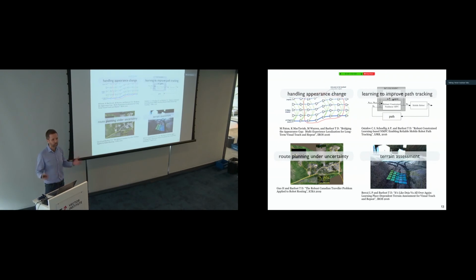So you can imagine over 10 years, we didn't just do one thing. We worked on a lot of different extensions of this technique. I showed you a video of trying to learn to improve path tracking. I won't get into the details of that too much more. We've also learned to assess terrain. So given that you've built a map, you kind of want to know if it's still safe for the robot to drive on these paths during operation.